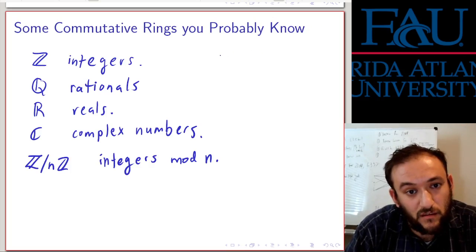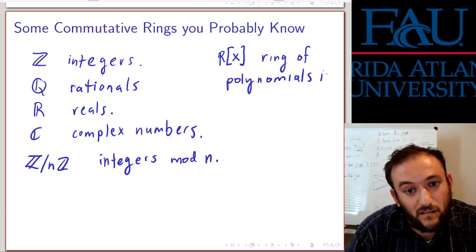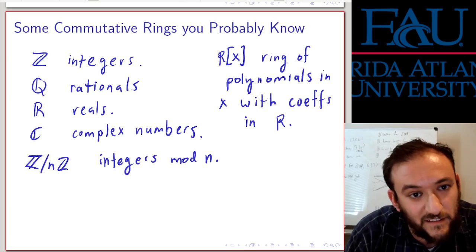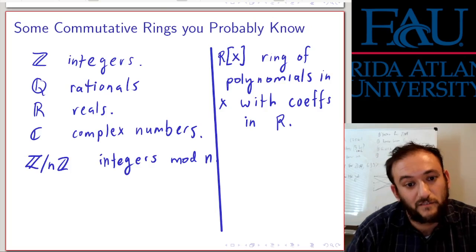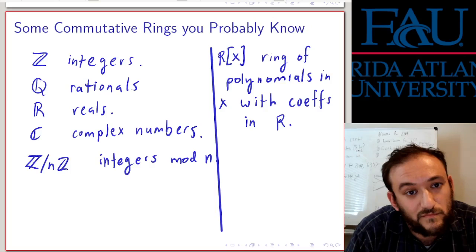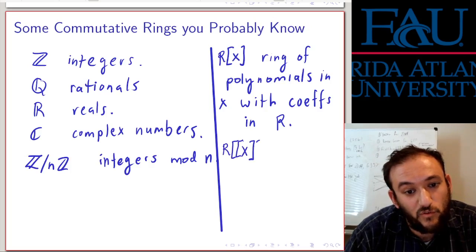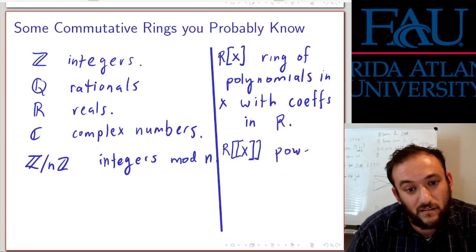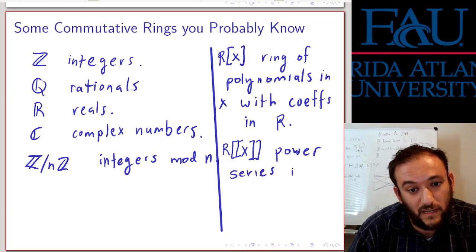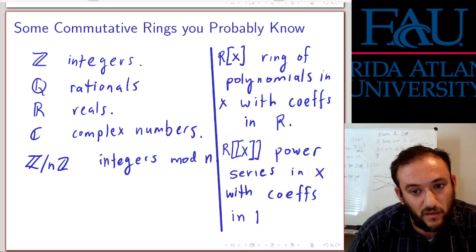Another example would be R adjoin X. This is the ring of polynomials in X with coefficients in R. And we also have, with two brackets, the ring of power series in X with coefficients in R. And R can be any ring.